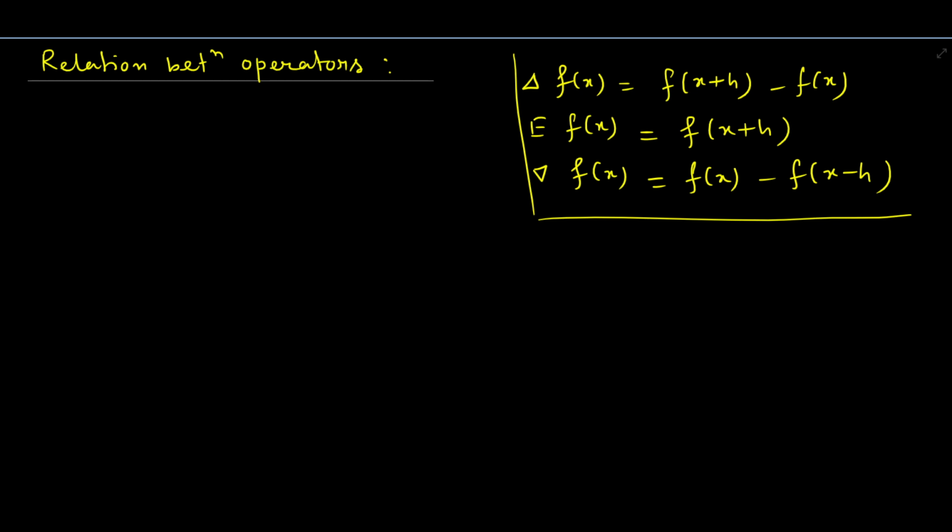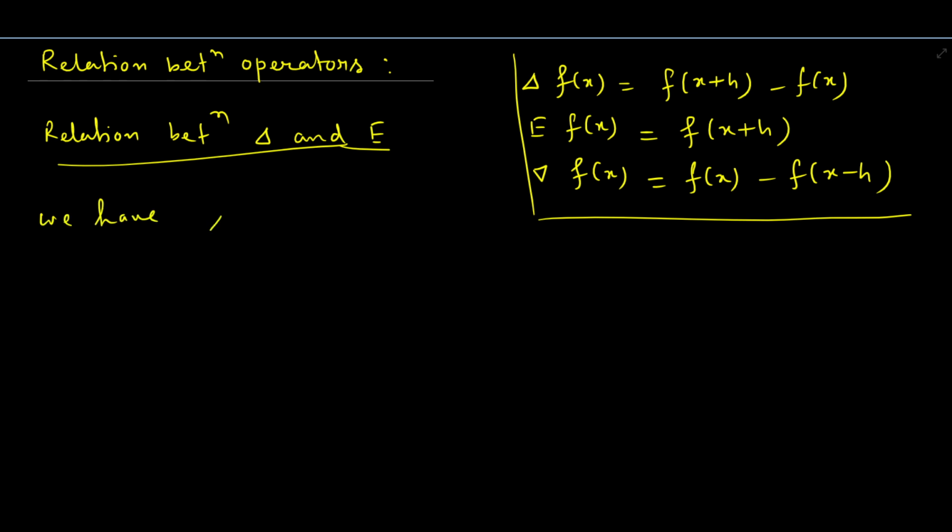Now let us find some relation between these three operators. First, suppose the relation between delta and E. So let us try to find a relation between delta and E, and this relation is very important. In so many places we have to use the relation between delta and E. So we have delta f of x. What is delta f of x? Delta f of x is f of x plus h minus f of x, right?